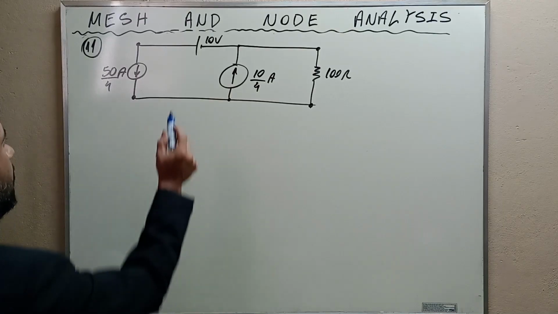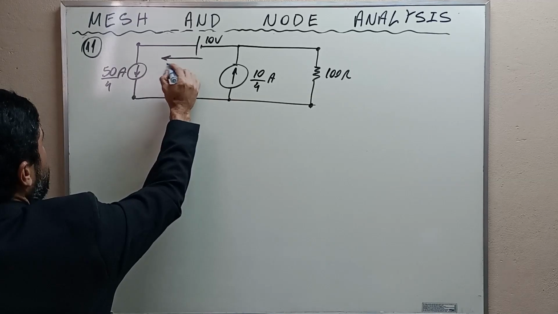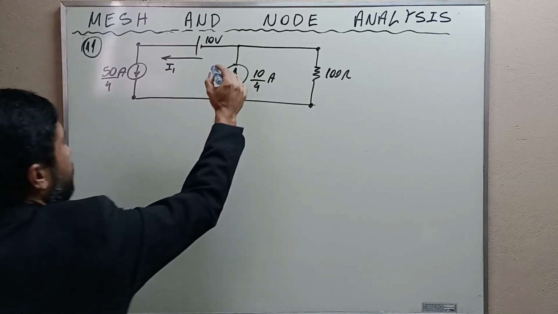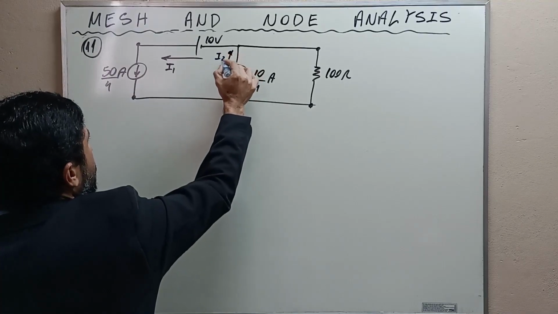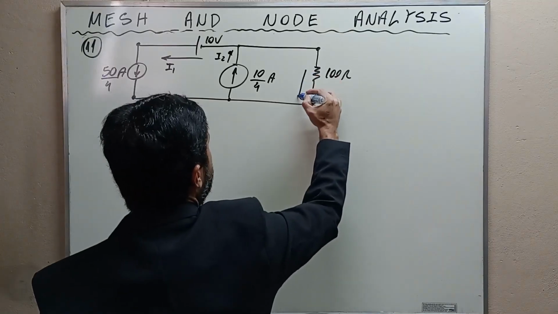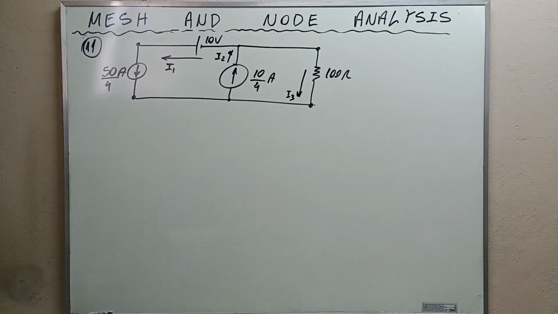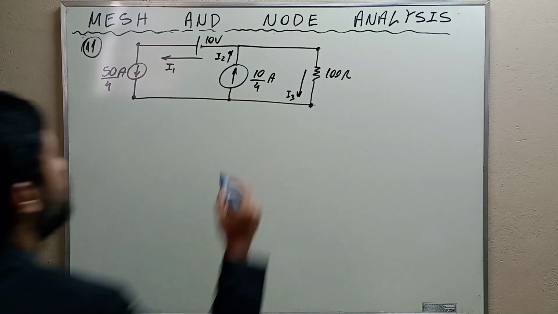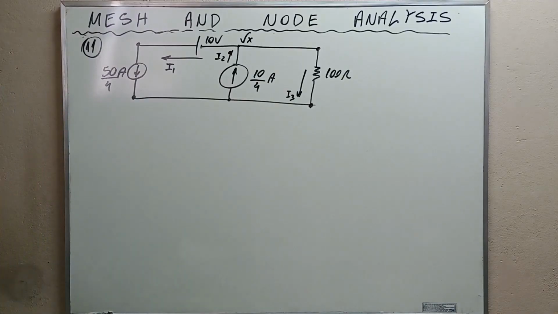And to do so, we are going to use some labels. I'm going to call this current here I1. I'm going to call this current here I2. And I'm going to call this current here I3. Okay, my friends? And this voltage here, I'm gonna call Vx.